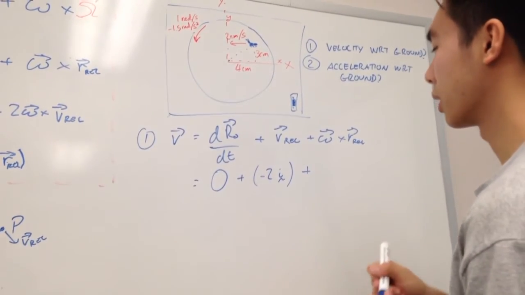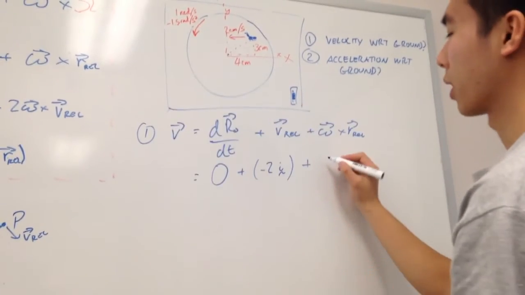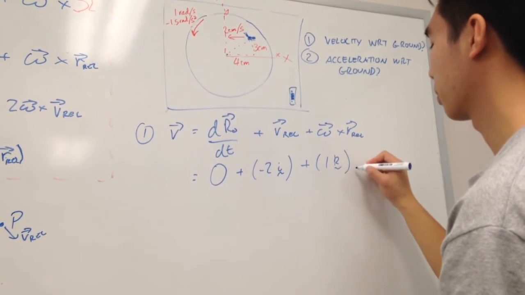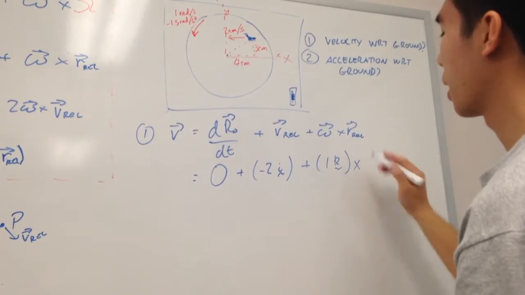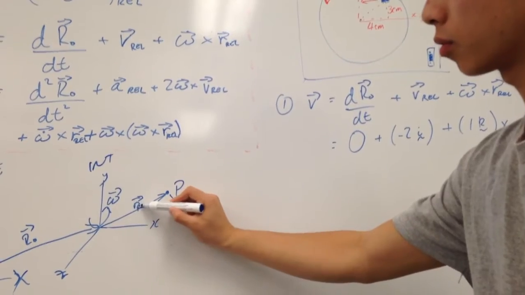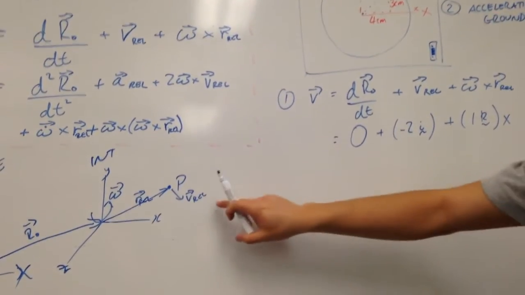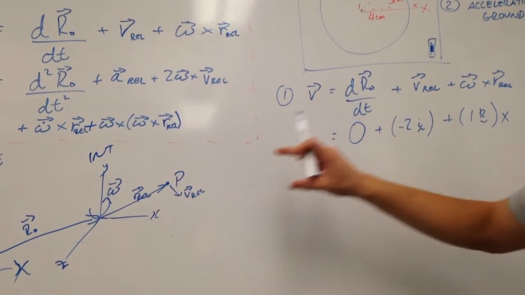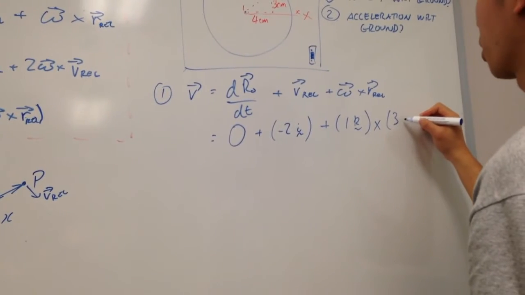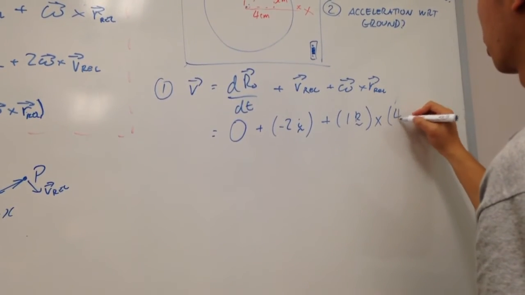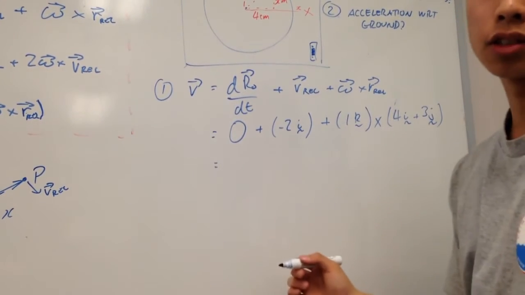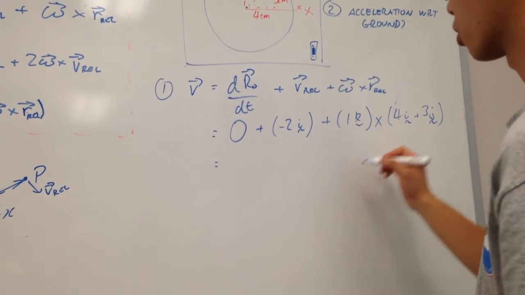So little omega is going to be 1 radian per second in the z direction, we'll call that k. And that's crossed with RL, which is the position of our point of interest with respect to the intermediate reference frame, so that's going to be 4i plus 3j.